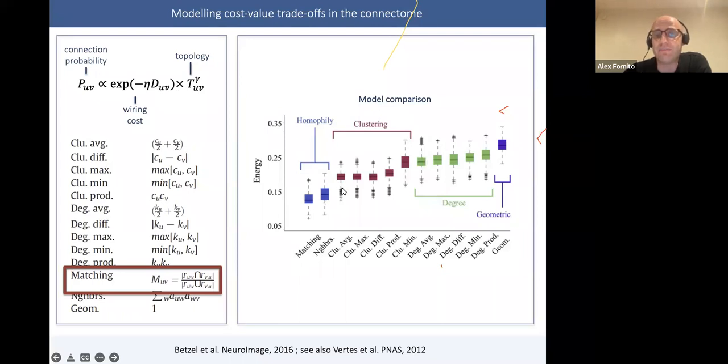So this slide here just shows model fits across these different models. This is the matching index here. So lower values indicate better fits to the data. So you can see this matching index model is doing quite well. And we have the purely spatial model that just includes the wiring cost term here in purple, the geometric. You can see it's got the worst fit to the data. So any type of trade-off appears to provide a better fit, but it's really when we're using this matching index that we get the best fit.